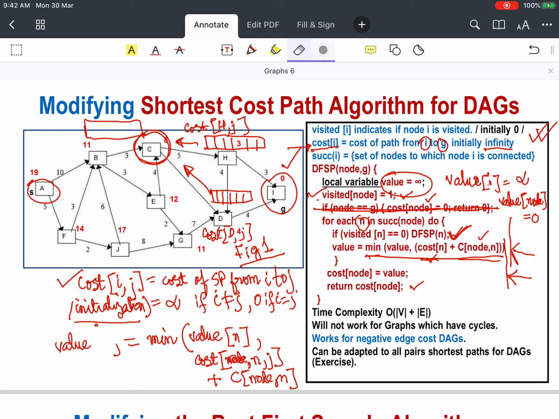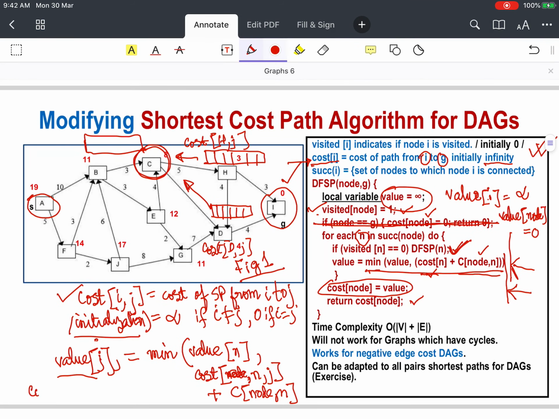So let me just clarify this a bit. What it will do is, it will find the value of node j for every j. Once it is found for every j, it will then update cost of node j equal to value j at this point in time. And so this cost is now a two-dimensional cost. This cost is a global value that will be obtained and returned.